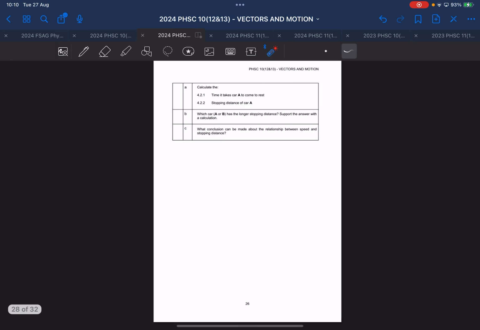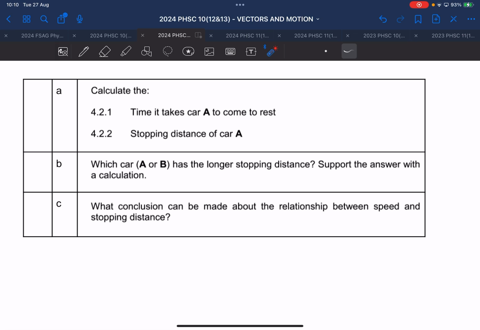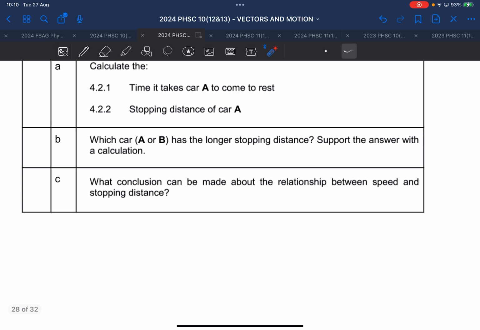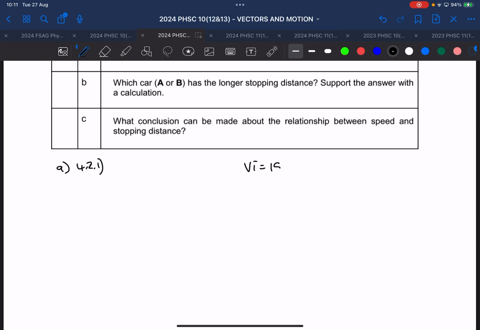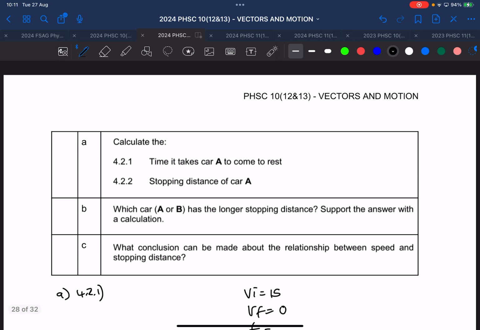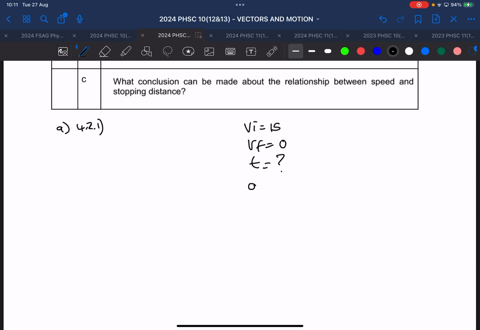Okay, then at question 14 I ask, calculate the time it takes car A to come to rest. Okay, so we have at question A 4.2.1. You can see this comes from past papers. Okay, the initial velocity of car A was what? The 15 meters per second. What is the final velocity of the cars, Amara? 0 because they come to rest. What did they ask? The time. Yeah. The time and the acceleration is negative 4.5.